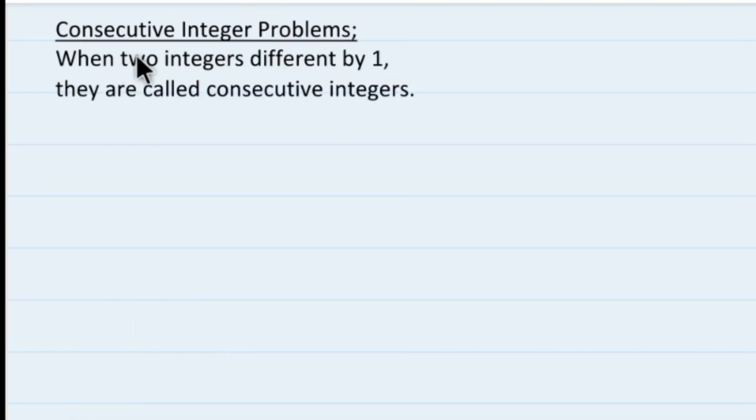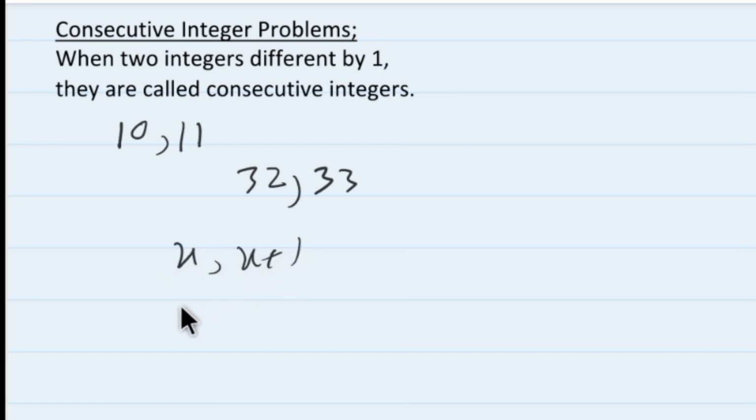Now let's solve another type of linear equation word problem, that is consecutive integer problems. So what are consecutive integers? When two integers differ by one, they are called consecutive integers. For example, if one integer is 10, then the other consecutive integer is 11. If one integer is 32, then the other is 33. That is, if one integer is x, then the other integer would be x plus 1. We can also say that if one integer is x minus 1, then the next integer would be x.